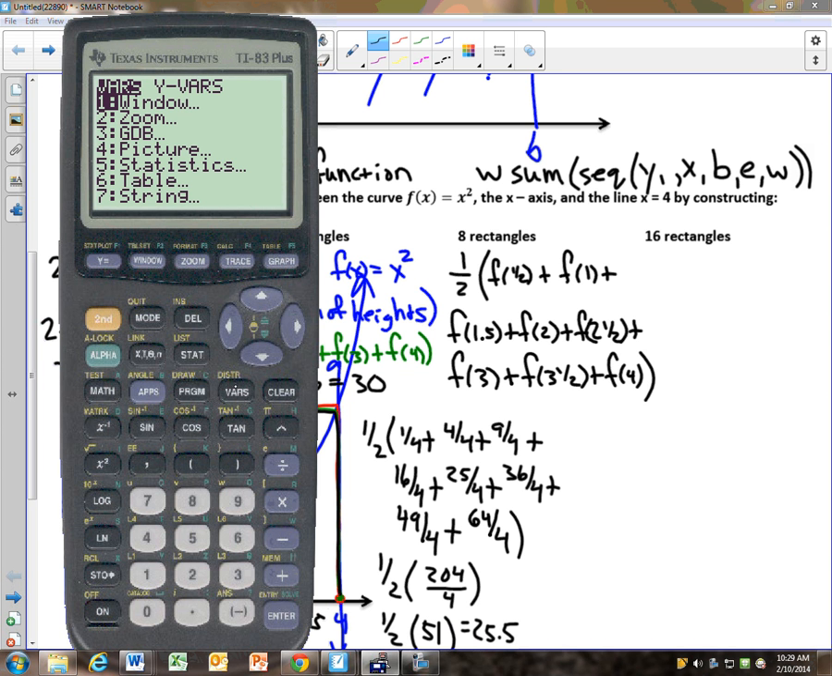Vars, y vars. We want our function ones, don't we? And there it is. It's my y1. So we grab it. If you can get through that, then you're golden. Okay. Yep. We'll show you how to do it. Comma. Now it's a piece of cake.